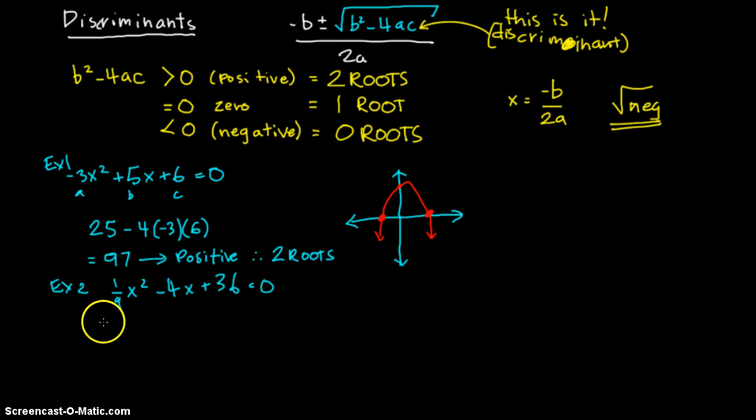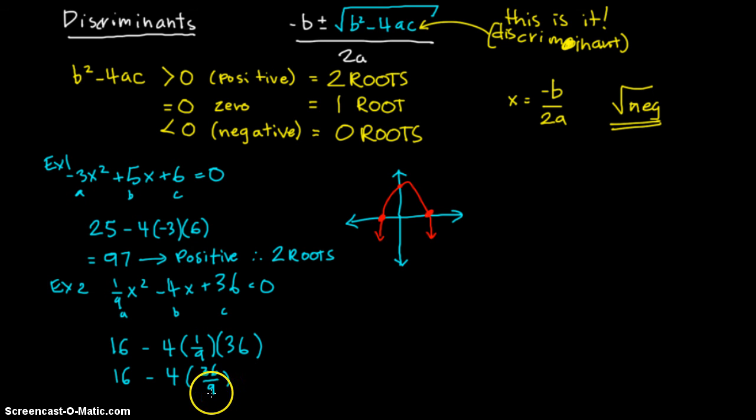B squared minus 4ac. What is that in this case? Well, here's my a, here's my b, here's my c. So now I'm going to have b squared, that is 16, minus 4 times a, 1 over 9, times 36. Okay, how does this work? That's 16 minus, well, hold on, this isn't so bad. 4 times what? 36 over 9. What's 36 divided by 9? Oh, wait a minute, that's 4. So it's 4 times 4. So 16 minus 16 is equal to 0.